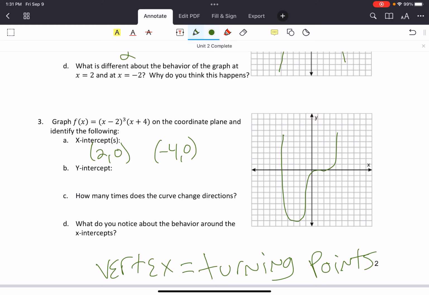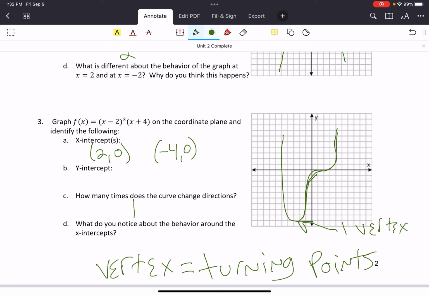Okay. Now, how many turning points does this one have? 1. Look, this one here, it kind of came up, but isn't this increasing still that whole time? It just kind of flattens out for a second, right? So this one only had 1 turning point, because it only has 1 vertex.